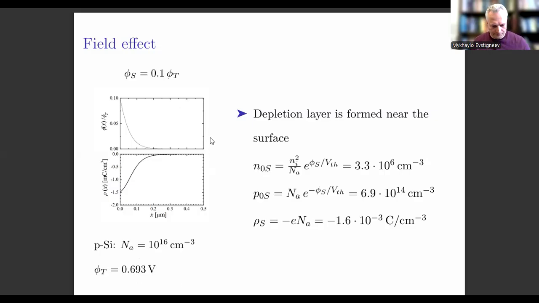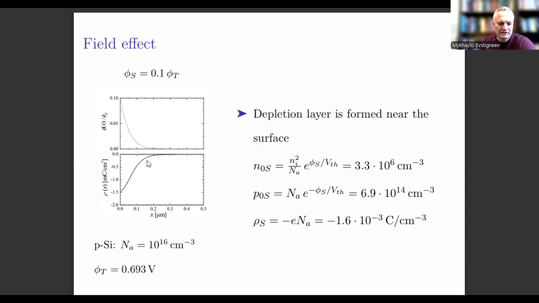And if the surface potential is 1/10 of this value, then this is how the potential decreases with the distance, with the coordinate x. It decreases somewhat similar to what you would expect from the Debye formula. This graph looks more like a parabola. So this is well described by the depletion approximation.